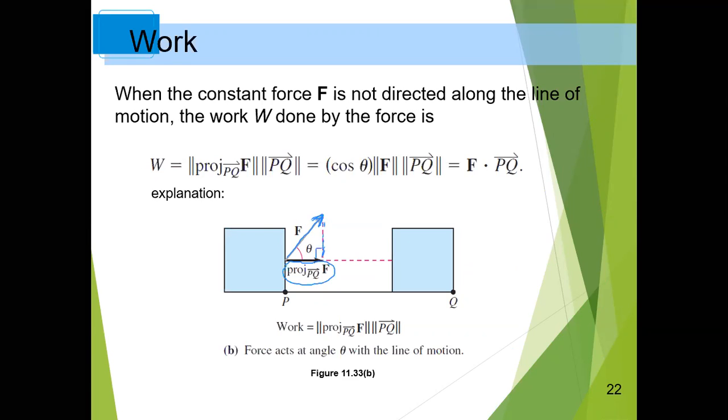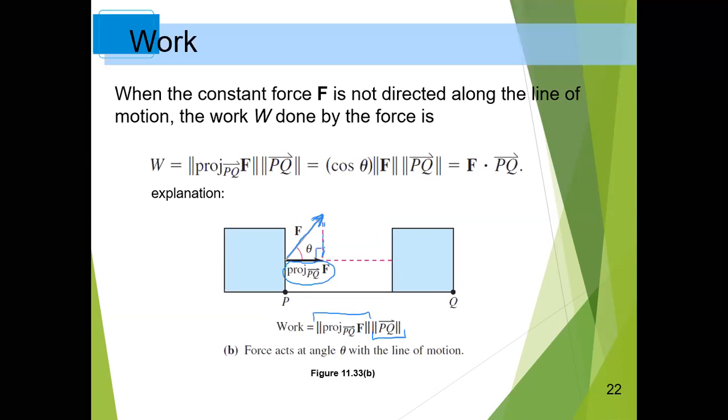Okay, so what would be the formula for work? Well, it would be the length of that projection vector, because that is the true force in the direction of movement, times the distance vector PQ. You can even form a distance vector here, where P is the place where the object started, and Q is the place where it ended.